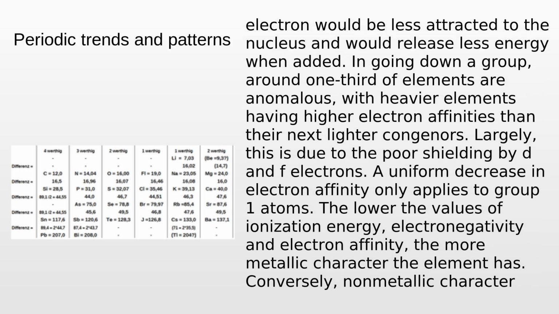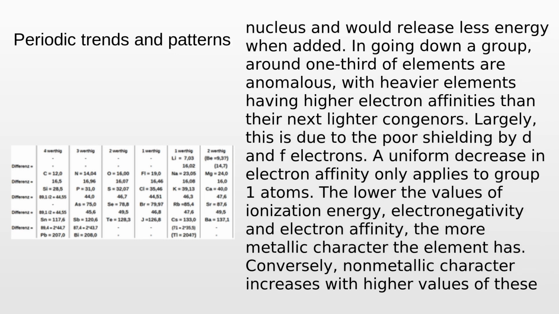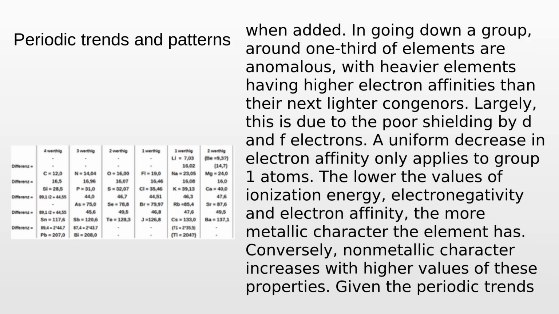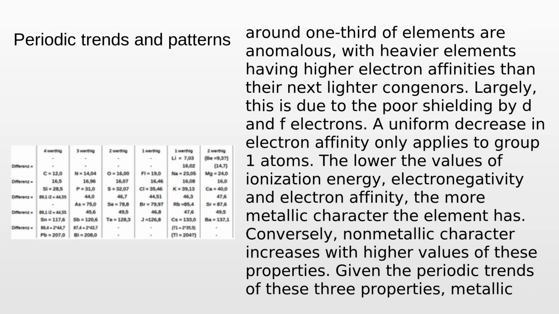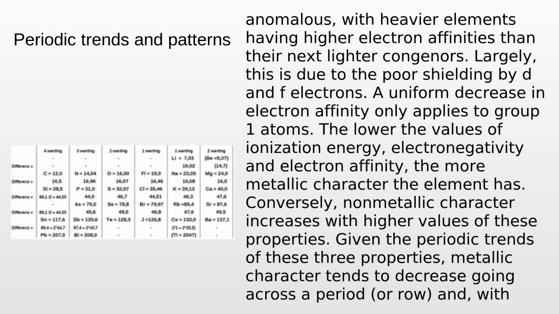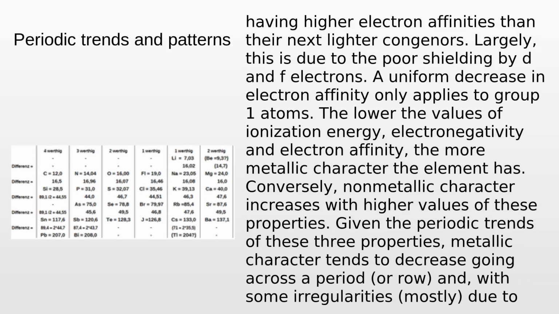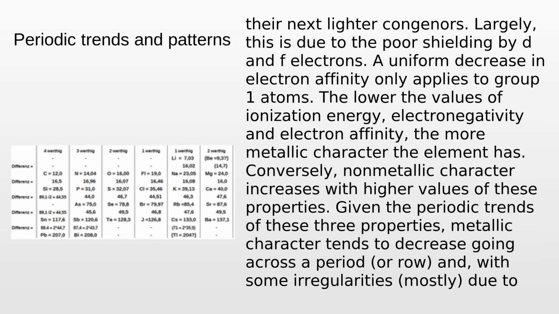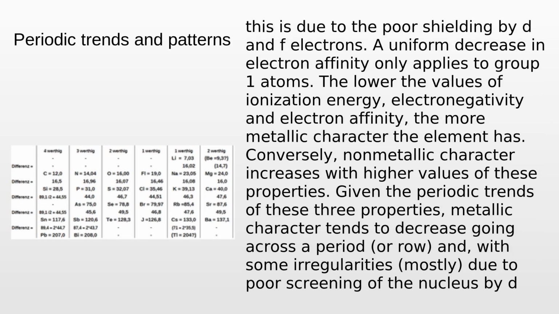In going down a group, around 1/3 of elements are anomalous, with heavier elements having higher electron affinities than their next lighter congeners. Largely, this is due to the poor shielding by d and f electrons. A uniform decrease in electron affinity only applies to group 1 atoms.